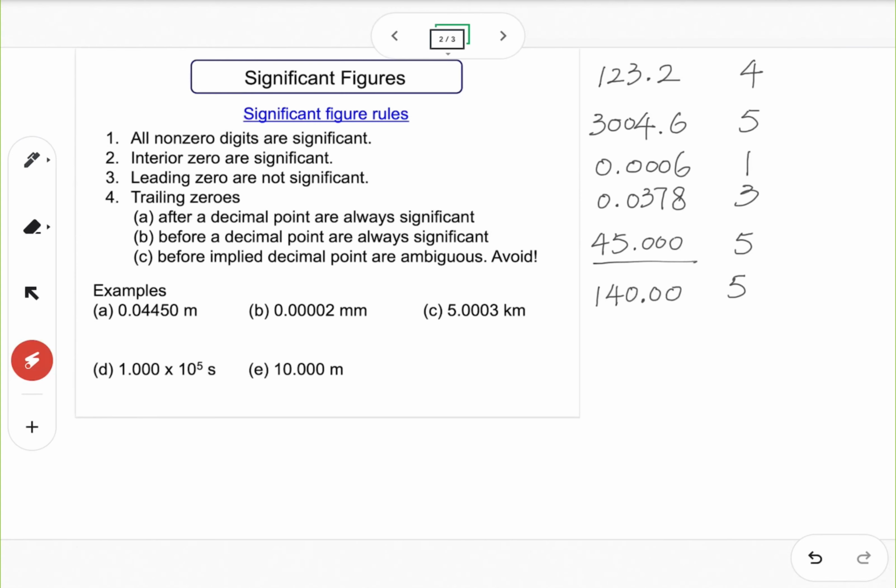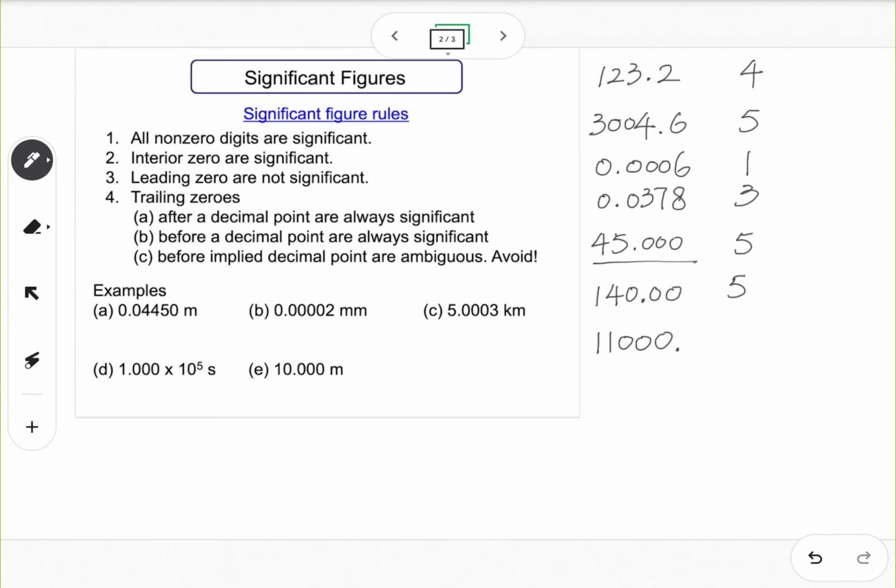Rule number 4c. If you have zeros before an implied decimal point, they are going to be ambiguous, and we should avoid this kind of situation. What do I mean by that? For instance, if you have 11,000, you don't see where the decimal point is. In theory, we can always assume that the decimal point is right here, but you won't be able to see it.